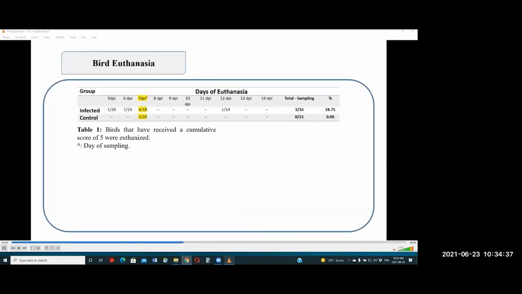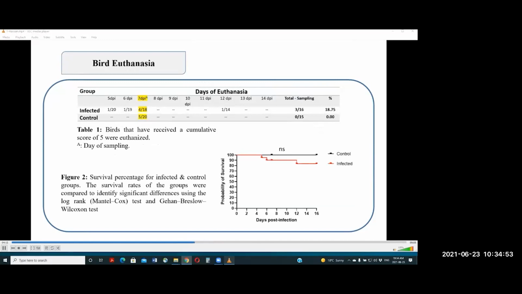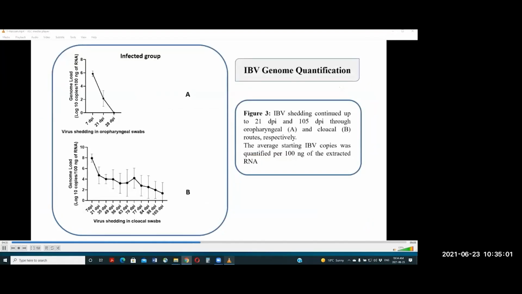Any bird that received a cumulative score of 5 was euthanized, and birds in the infected group were euthanized between 5 and 12 dpi with a cumulative mortality of around 19%, with no mortality reported in the control group. However, there was no statistically significant difference in the survival rates between both groups. Using qPCR, we quantified the viral genome load in both oropharyngeal and cloacal swabs, which showed continuous virus shedding up to 21 dpi in the oropharyngeal route and until the end of the experiment for the cloacal route.